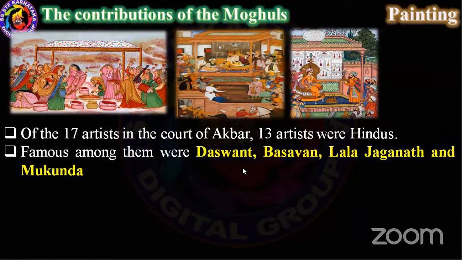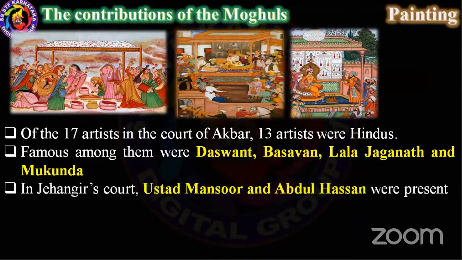Famous among them were Dashwan, Basavan, Lala Jagannath, and Mukunda. These are the important artists who were during the period of Akbar. Among all 13 Hindu painters, these are also among them: Dashwan, Basavan, Lala Jagannath, and Mukunda.